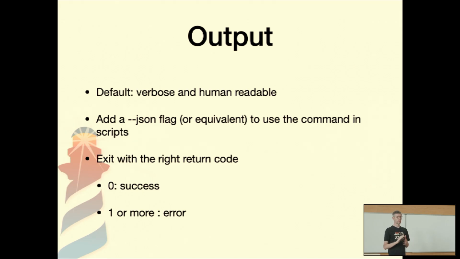So the output, by default, should be verbose and human readable. You could add some JSON flag or whatever to use the command from scripts. But the default should be for human. And don't forget to exit with the right return code. If it is a success, it should be 0. If you have an error, it should be 1 or more. Okay.